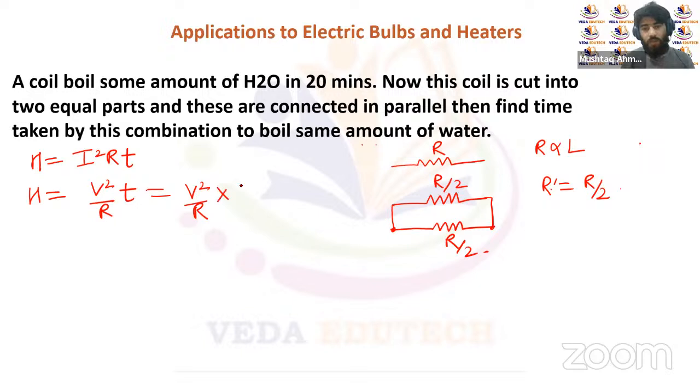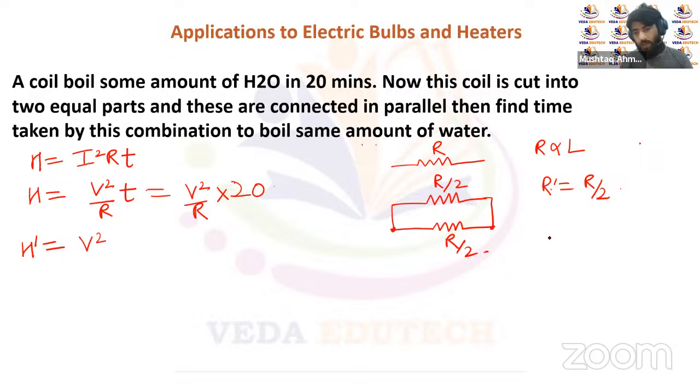We can just replace this 20 minutes. Let's calculate it in hours, or let's put it as it is, that's the 20 minutes. So R upon 2, V is the potential drop. Let's suppose H dash is the new heat. Now H dash is the new heat, so it will be once again V square upon R equivalent.